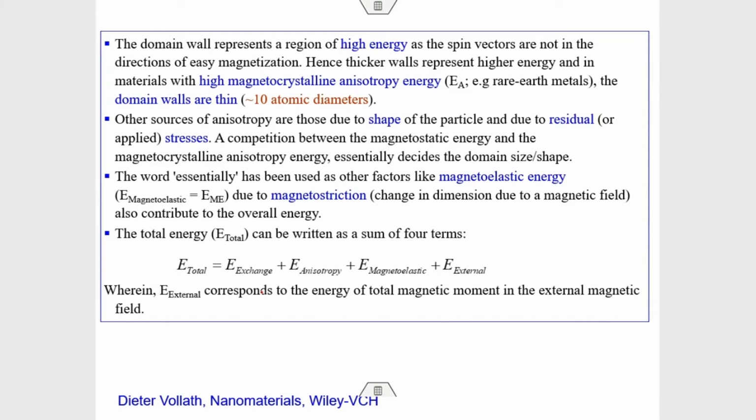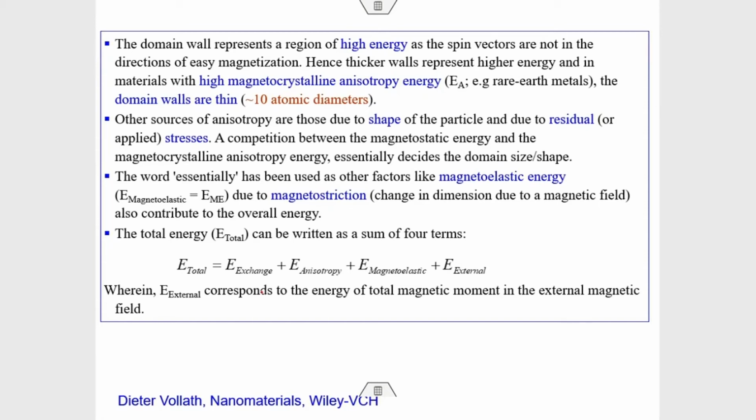This effect of crystalline directions is what is known as crystalline anisotropy. That means different directions have different values of magnetization, that is, different energy required. That has a cost, and that is what is known as the magnetocrystalline anisotropy energy. In rare earth materials, with their hexagonal crystal structure, this is much higher, therefore domain walls are thinner.